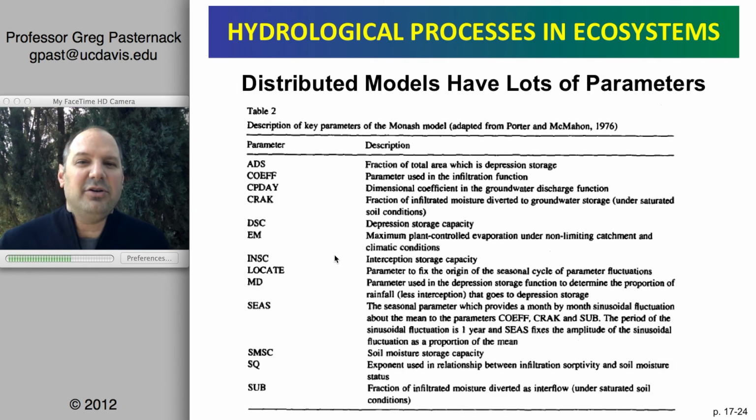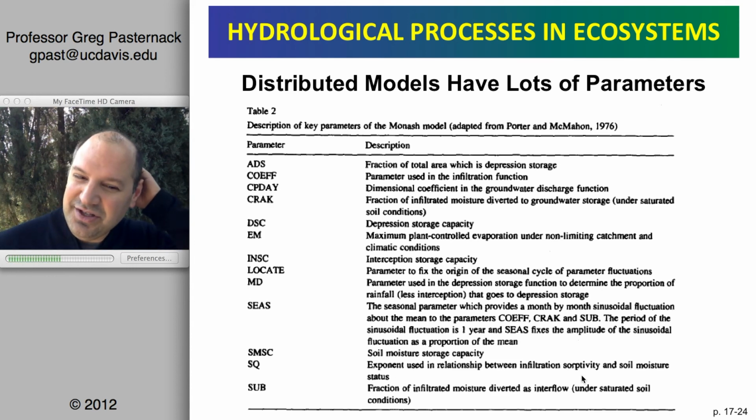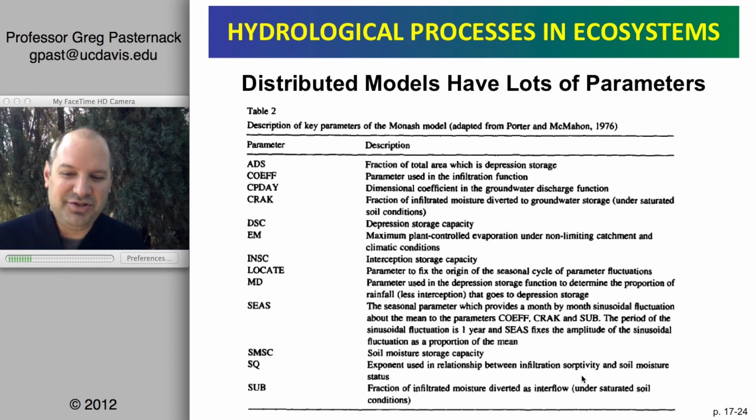So all of these models have what I've been calling parameters, and here's a list of parameters from one particular model. It's not so important what the acronyms are. I will never ask you this, but I want you to get the idea that models have parameters like interception storage capacity. Now that's a parameter you know pretty well. But then, exponent used in relationship between infiltration sorptivity and soil moisture status. Okay, so you can read those on your own.